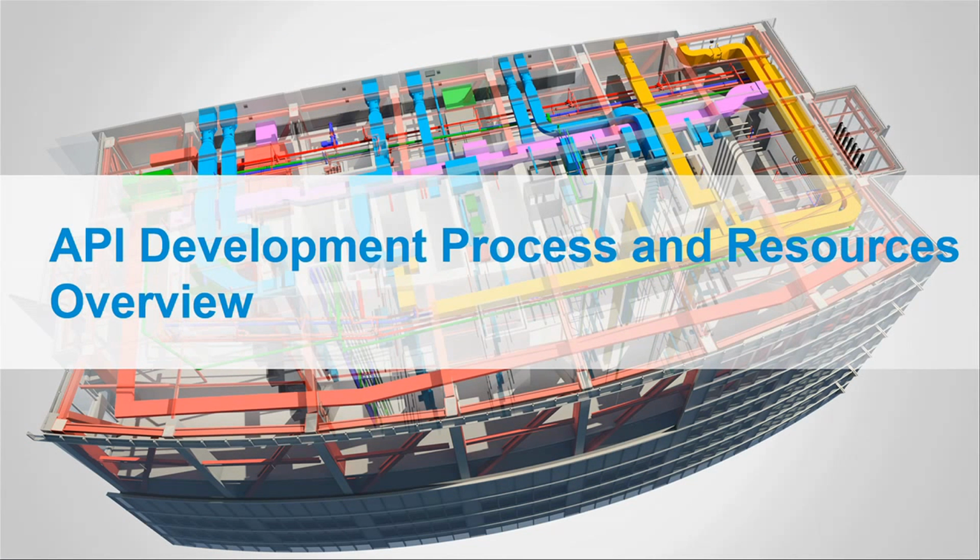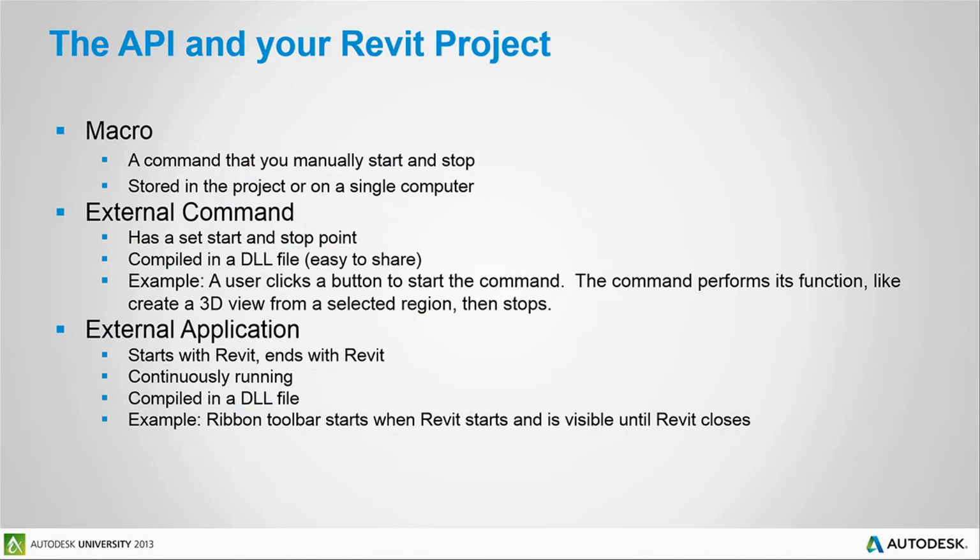So on to the process and resources. This is how do I actually get started. Let's go ahead and get started and get ready to get right into the macros. When you first decide that you're going to create an add-in for Revit, you have three main options of what kind of add-in you're going to create.